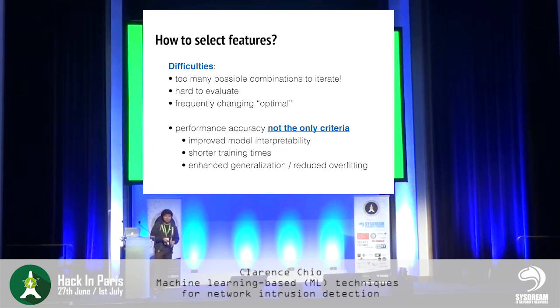And oftentimes, performance accuracy is not the only criterion, because you need improved model interpretability a lot of the time over accuracy. And you want to optimize for shorter training times, especially if it's an online system that you don't want to run huge server farms behind because it's unaffordable, and you might as well use the WAF at that point.